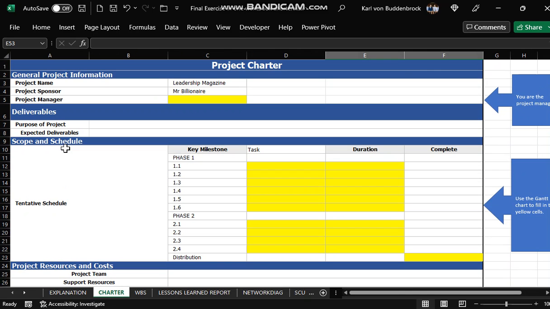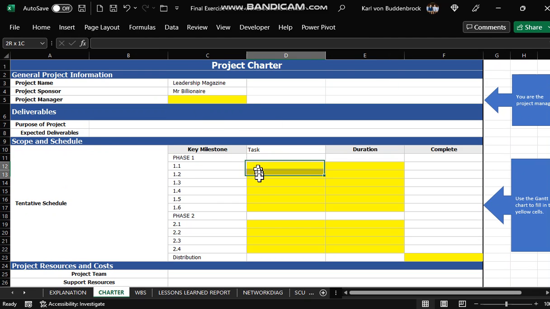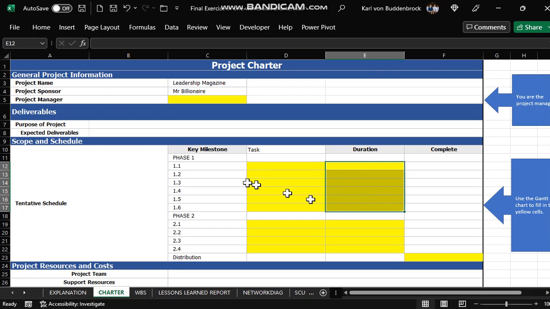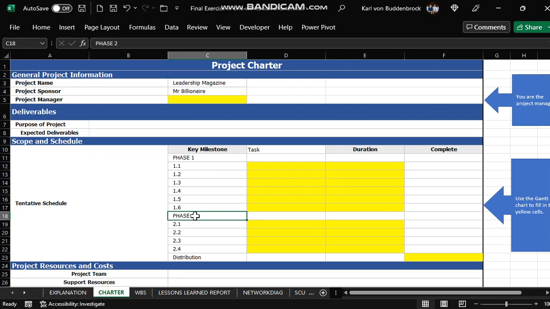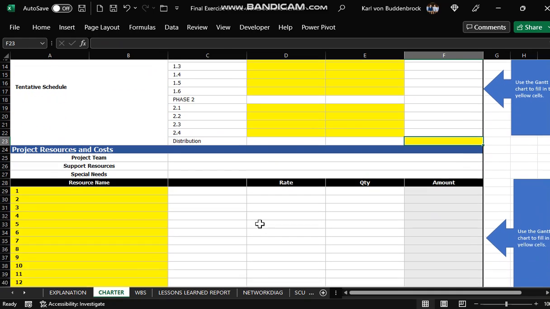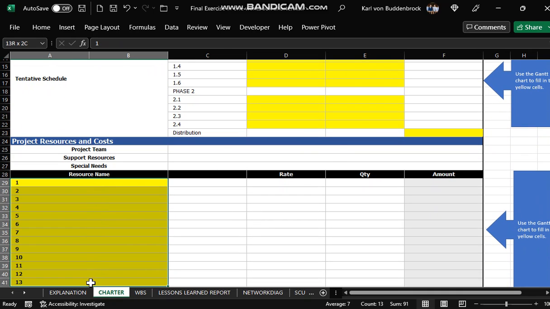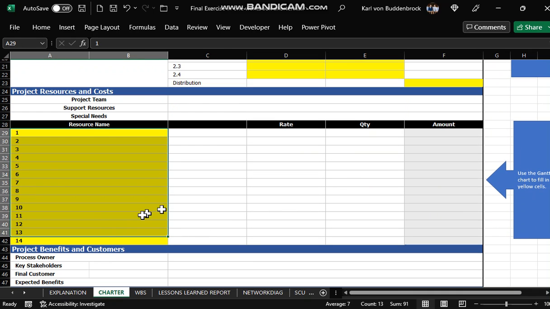One has to fill in all the yellow blocks: your name, the actual task, the work packages over there, the duration. We've already filled in phase 1 and 2. Then put in the completion date of the distribution, that's the final milestone. Then the resource names over here, one doesn't even have to put in the rates or anything.